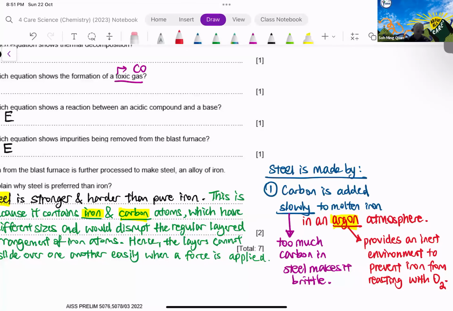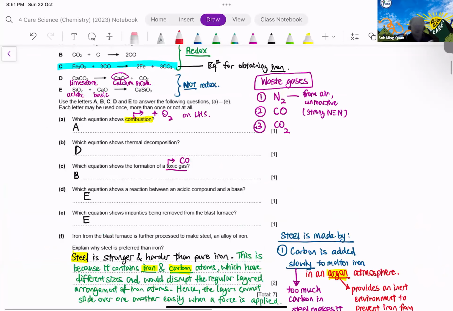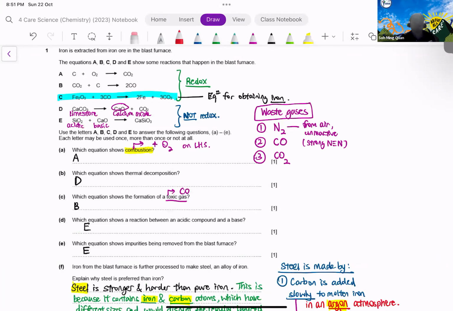Okay, so now that we know how steel is made, something else about the blast furnace. So you can see blast furnace, we have talked about many things. We have talked about redox, talked about waste gases, talked about how steel is made. All right, something else about the blast furnace that you should be aware of is it is important to ensure the raw materials are dry.